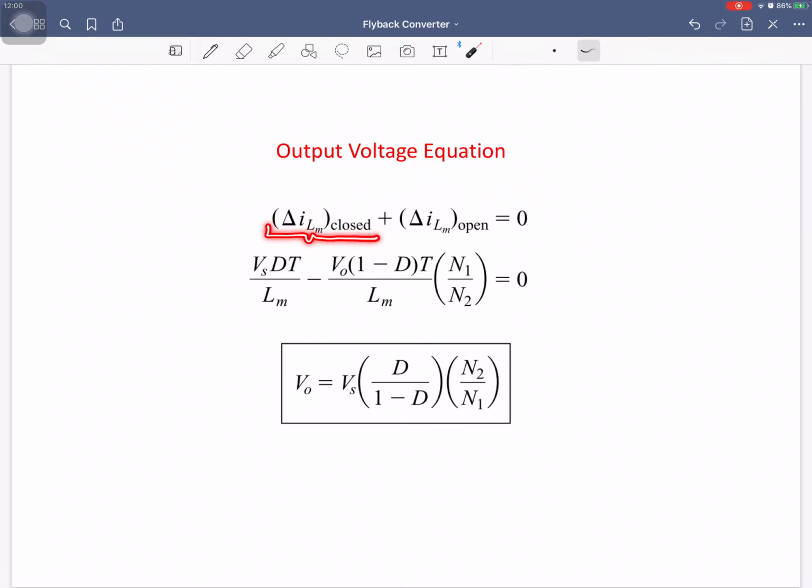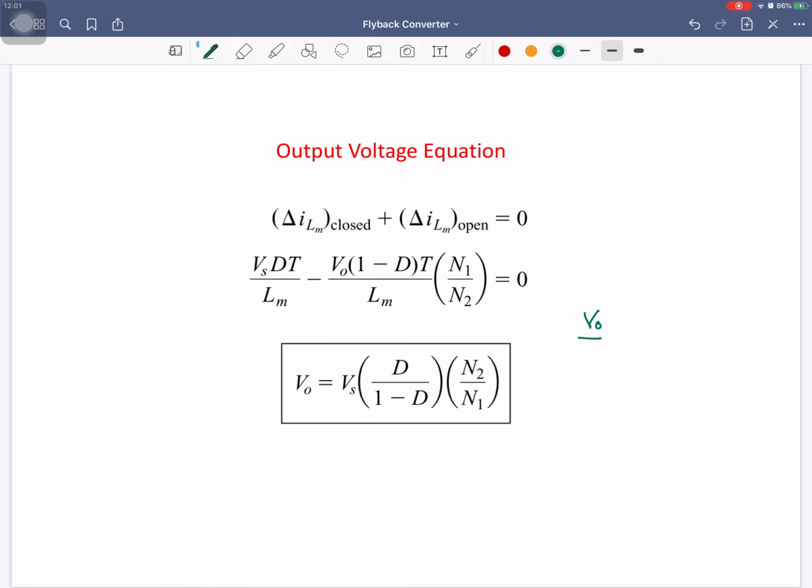Delta I closed plus delta I when the switch was open, for the stable operation, the sum of these two must be equal to 0. No net change in the current. So we have evaluated their expression. This is for the closed switch state and this is for the open switch state. If I put up these expressions over here and I simplify, then I can find out the output voltage equation for this flyback converter, right? So this is the transfer function.